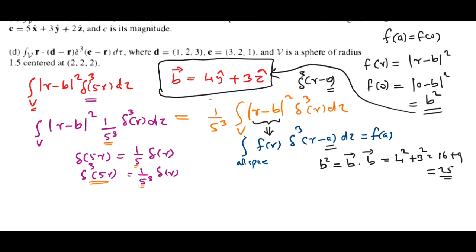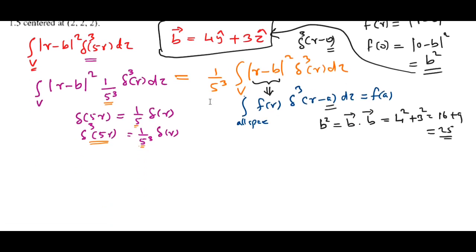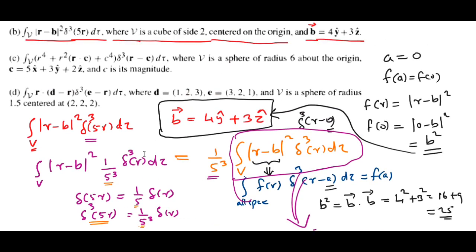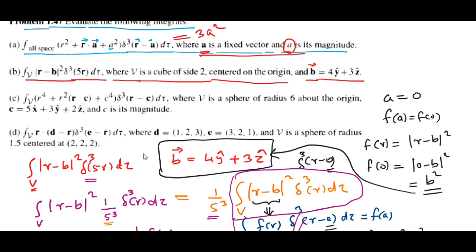Therefore, we got this result, this part, the result is 25, but here we have this 1 by 5 cube. The final answer is 1 by 5 cube into 25, that is 1 by 5 cube into 5 square. Answer is 1 by 5. Therefore, the final answer of the question B is 1 by 5.